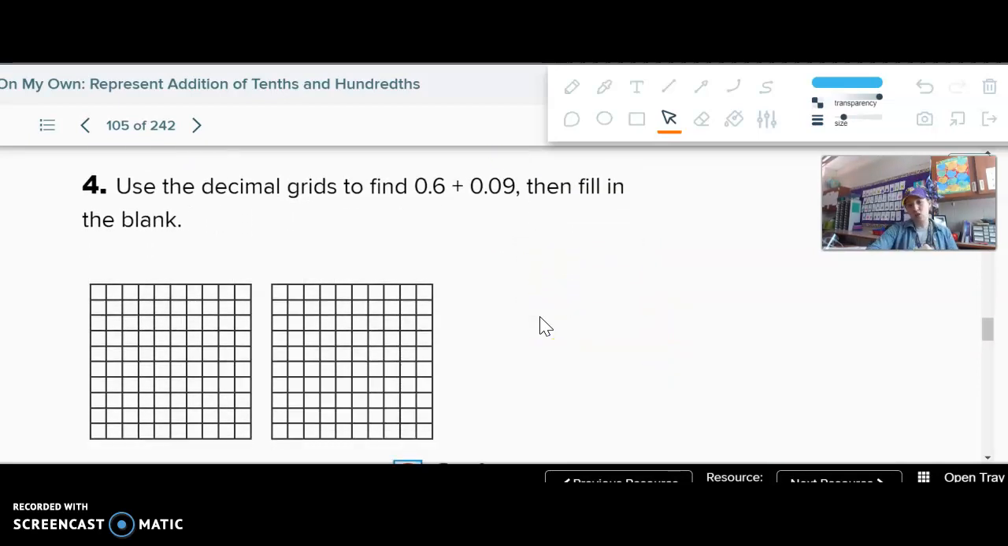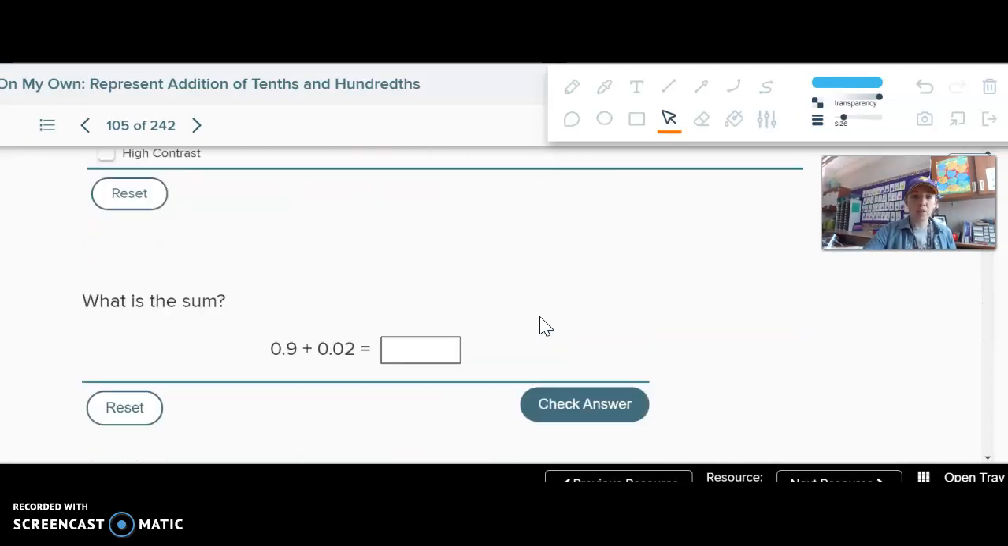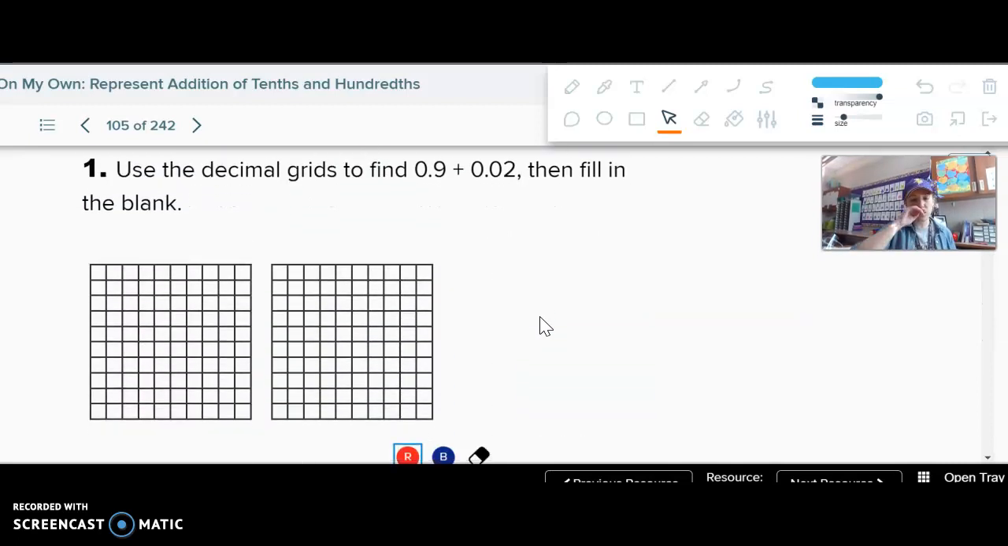I know, I have a different strategy. I'm going to use it. It'll help me out. I'm actually going to go up to this first one because I want to, well, anyway. Go ahead and figure out 9 tenths plus 2 hundredths. All right, hopefully you got it.